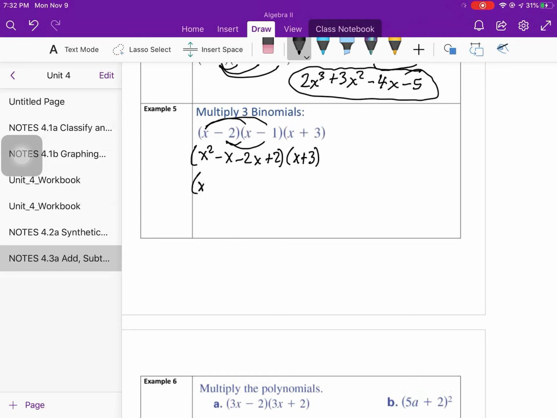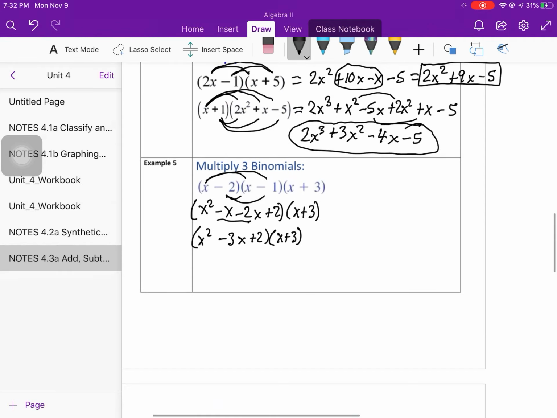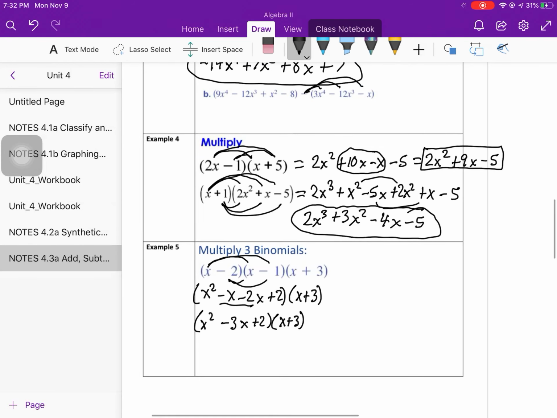So we get x squared. The middle terms are going to make minus 3x plus 2. And then we have x plus 3. Now that we have it like that, this problem just turns into what we did here. So one thing we can do is probably rearrange the order. It's actually easier to have the binomial first and then the trinomial. You don't have to do it that way, but it makes it a little bit easier.